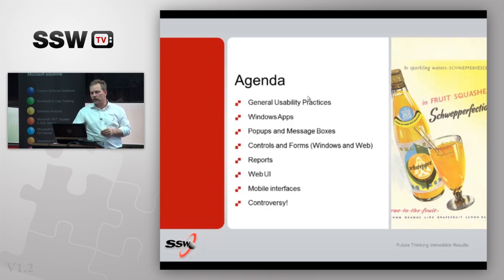Here is my agenda. I will go through general usability practices. I then will go through a section just focusing on Windows apps, special stuff there. I want to talk then in general about pop-ups and message boxes and other things. It's a pretty big topic. Then I want to talk about controls that you can use, Windows and web. Talk about reporting, web, mobile, and a couple of controversial items.